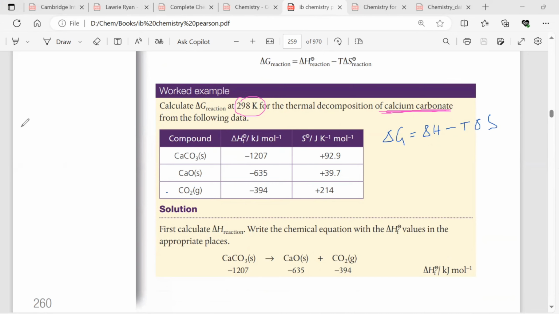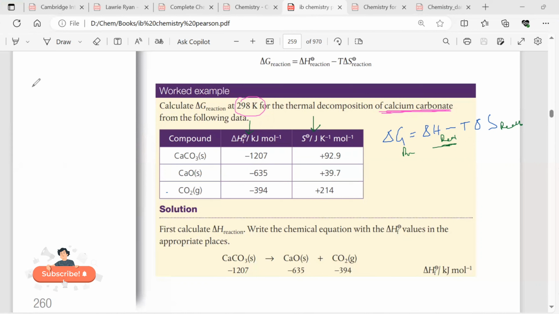In this equation, first we have to calculate the delta H reaction over here. Delta G reaction will be equal to delta H reaction minus T delta S reaction, right? First, we have to calculate the delta H reaction. See what values are given over here. HF values are given and entropy values are given.